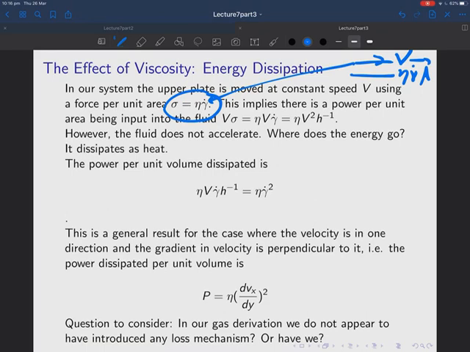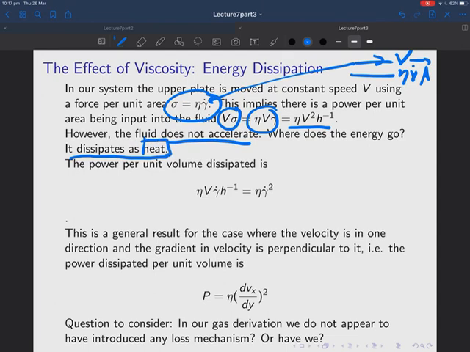So the power per unit area, which if I'm sliding the top plate I'm putting into the fluid, is just the velocity times the force per unit area, which is therefore the velocity times eta times gamma dot. So the viscosity occurs again, which you can also write as eta v squared divided by h, the distance between the two plates. However, I'm applying a force and using up some power doing this, but the fluid does not accelerate. We're in a steady state. So what happens to the energy? Well, it dissipates as heat. That's what we've got: heat being generated here.